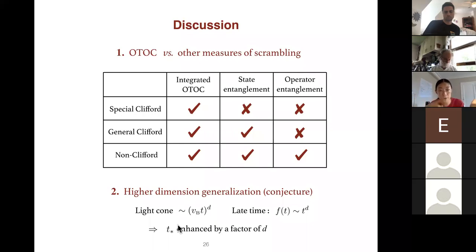So t star has this scaling behavior: it's proportional to log of v_B over lambda_L, but in D dimensions, you just have a D in front of the expression. So that's our conjecture. It should hold in higher dimension as well, with a difference of a factor of D. Okay, so with that, I would like to summarize.